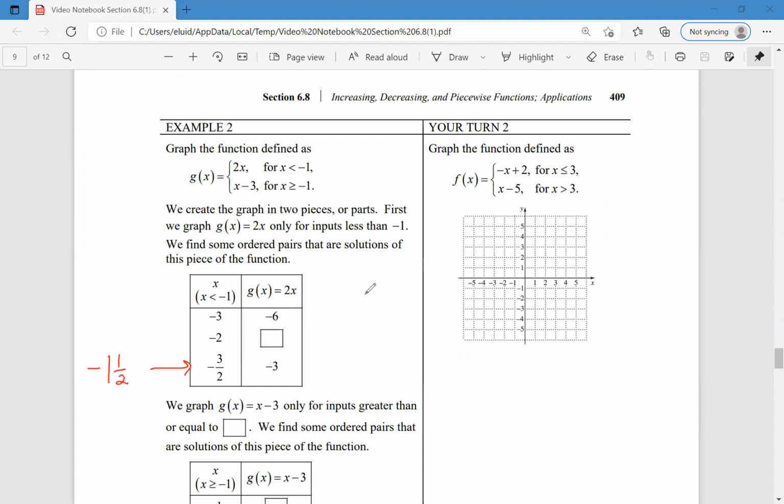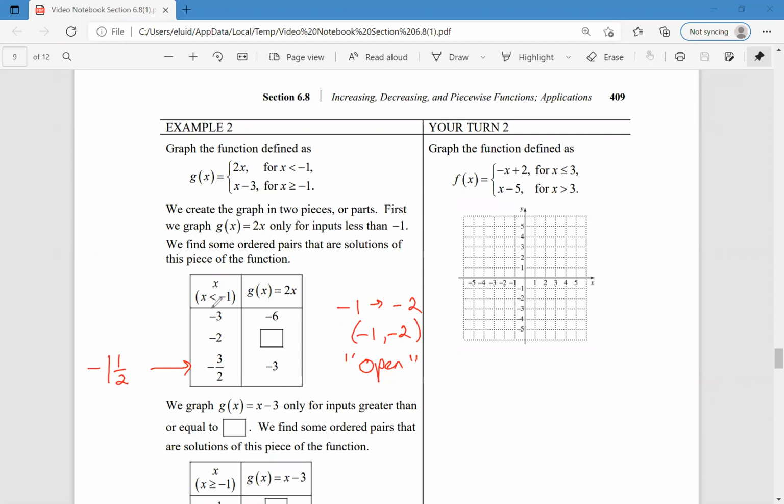Okay. What I would also do is I would actually plug in -1, even though it's not going to be included. I like to know where the graph would end. So if we plug in -1, if we do 2 times -1, that would be -2. This point, -1, -2, it's going to be an open circle on the graph. So we'll just get ready for that when we look at the graph momentarily.